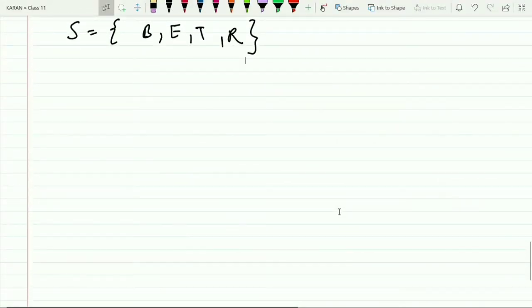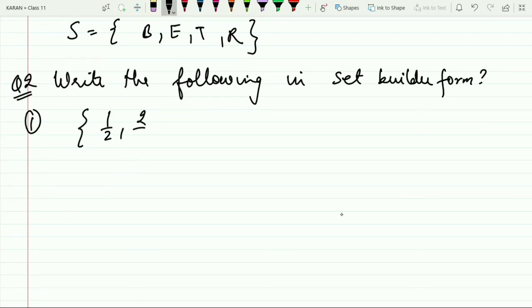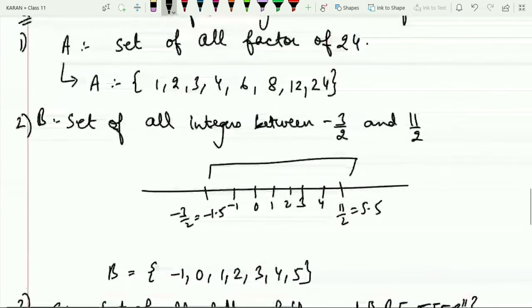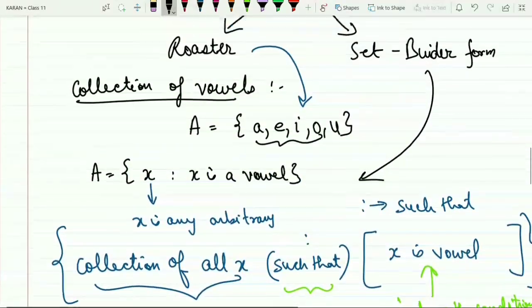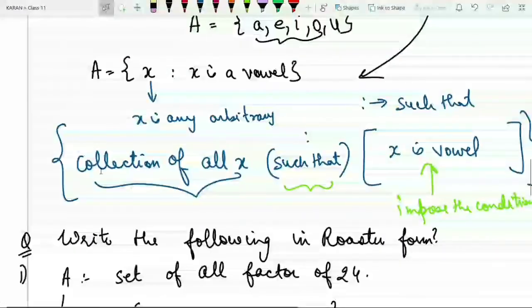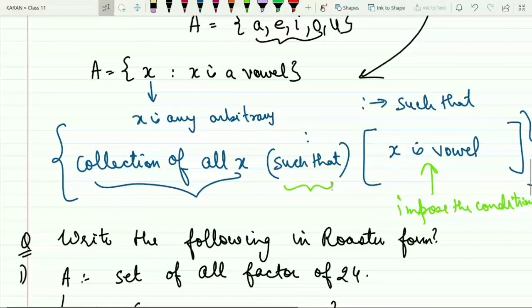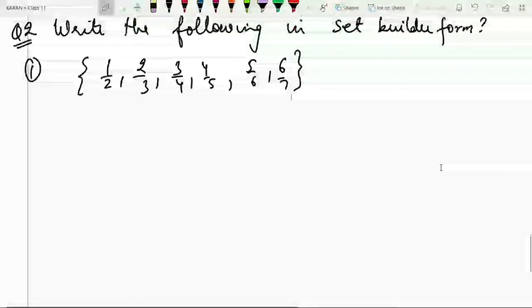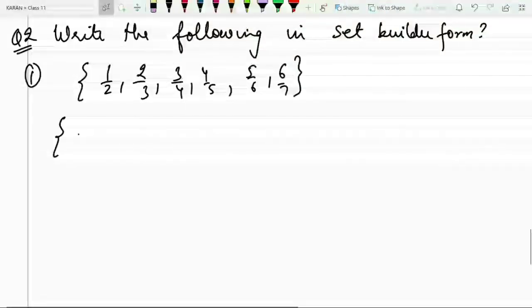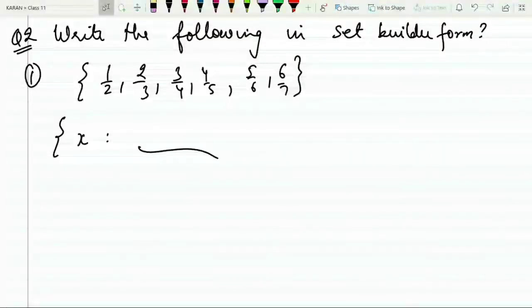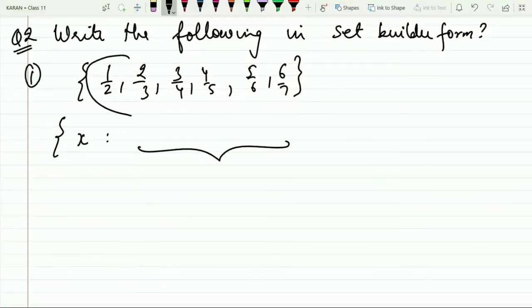Now let me take some examples of sets in the set builder form. 1 by 2, 2 by 3, then 3 by 4, then 4 by 5, right? Then 5 by 6 and 6 by 7. Fine. So you need to clearly observe. As I have described above, whenever you have to write a set in the set builder form, it is always of three parts. The first part is the collection of all x, then "such that", and the last one is the imposed condition. So again, you will follow the same pattern. So x such that. Now what is the condition on x? So you have to observe the pattern.